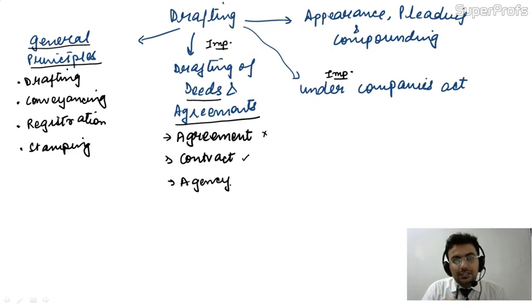He will work as per the guidelines of his principal. Whatever guidelines and directions have been given by the shopkeeper himself, you need to abide by all of them. Okay, so that is also about contract of agency. We are going to study that in detail over here in drafting of deeds and agreements.